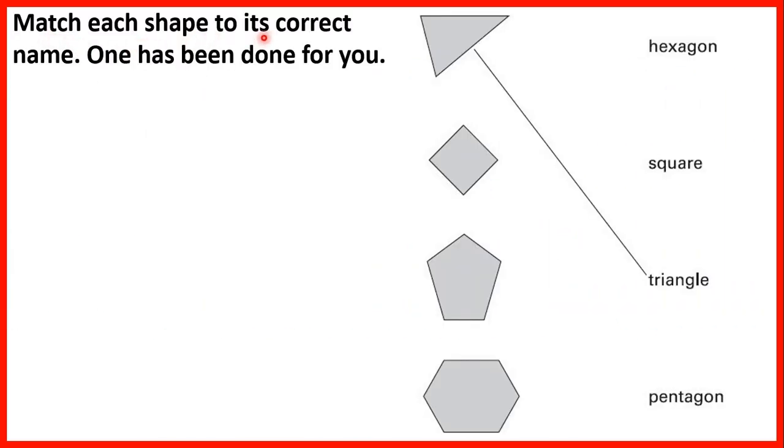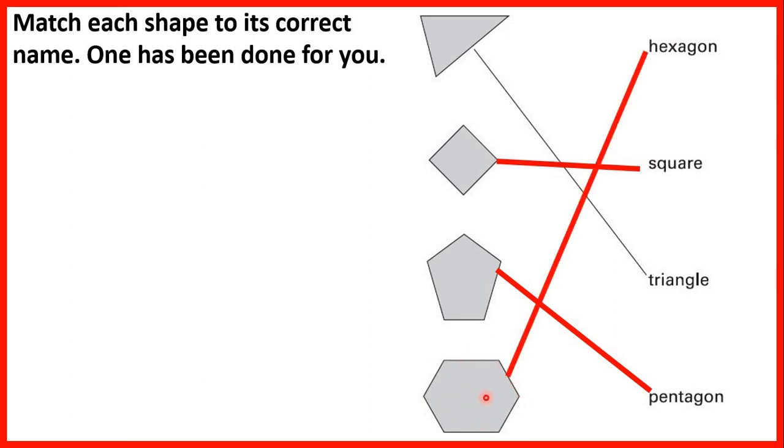Match each shape to its correct name. One has been done for you. So this shape is a triangle because it has 3 sides. This shape has 4 sides and the 4 sides are of the same length, so that's a square. This shape here is a pentagon because a pentagon is what we call a shape with 5 sides. And here we have a shape with 6 sides, and a 6-sided shape is called a hexagon.